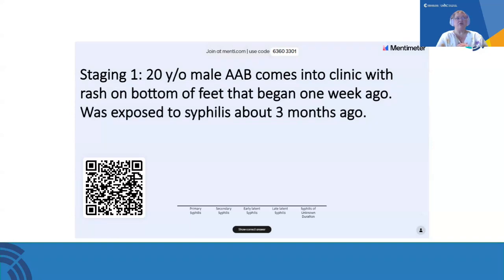20-year-old male assigned at birth comes into clinic with a rash on the bottom of his feet that began a week ago. He was exposed to syphilis about 3 months ago. So if you see the rash, what stage are we talking about? Excellent. Secondary, because that infection has gone widespread and you get more of those type of symptoms all over the body.